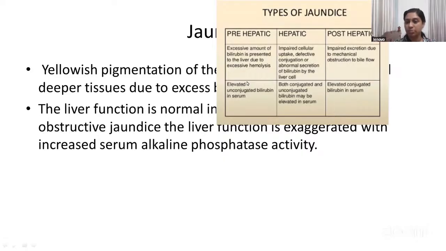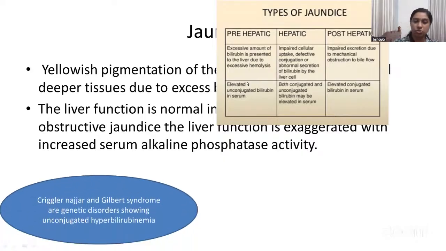Okay, in the post-hepatic type, here the liver cells are normal, but there is impaired excretion due to mechanical obstruction to the bile flow. Okay, some obstruction is happening in the biliary tract that will lead to excessive conjugated bilirubin in the serum, because the liver can conjugate. Liver is normal essentially. But due to obstruction, the conjugated bilirubin is settled in the liver itself and stored in the gallbladder, and hence conjugated bilirubin is elevated in the serum.